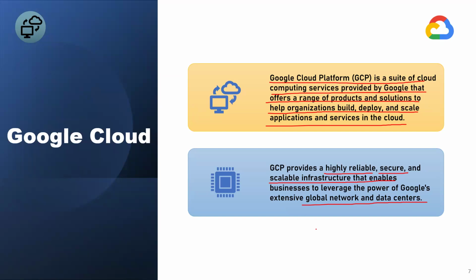In India also we have two data centers, one in Delhi and one in Mumbai. So GCP has data centers in Delhi and Mumbai in India, and data centers throughout the world. In India we have them in two places.